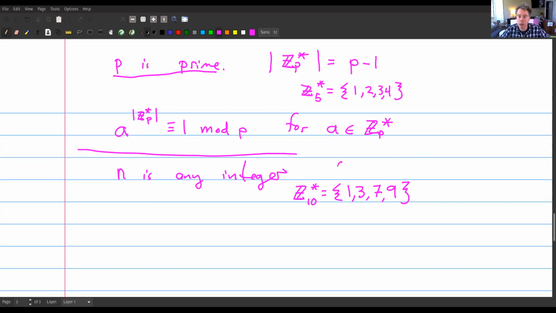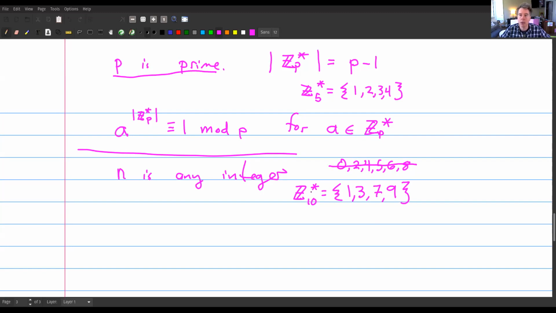And the reason I didn't write 0 is because 0 has a factor of 10 in common with 10. 2 obviously has a factor of 2 in common with 10. 4 has a factor of 2 in common with 10. 5 has a factor of 5 in common with 10. 6 has a factor of 2 in common with 10. 7 got to go in. 8 has a factor of 2 in common with 10. And so all of these were not allowed to join.